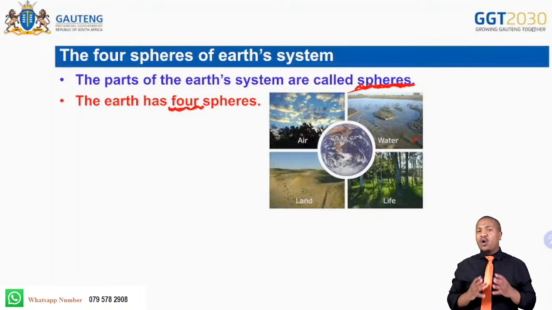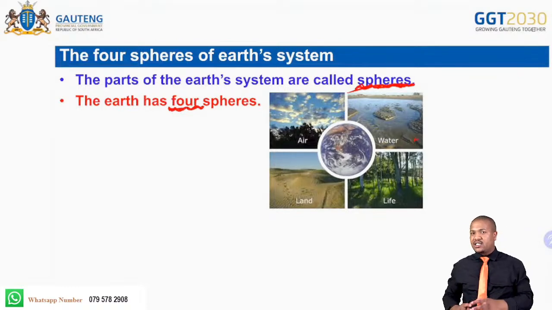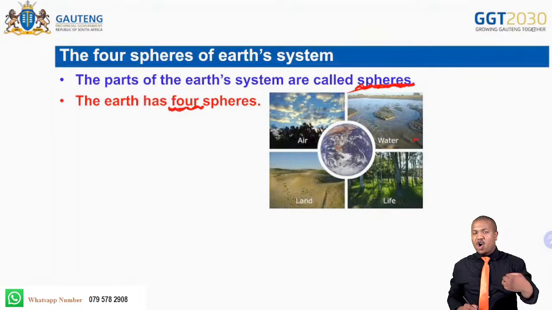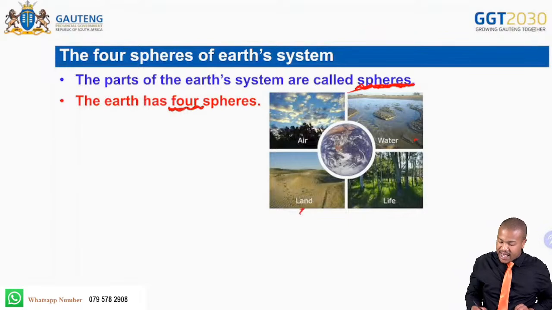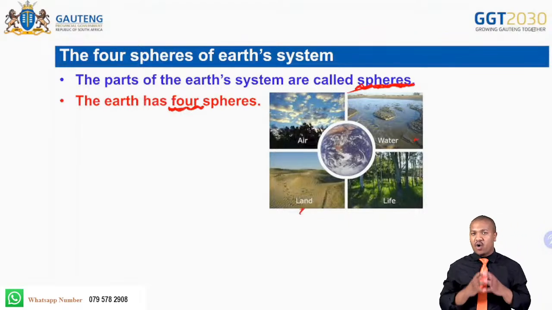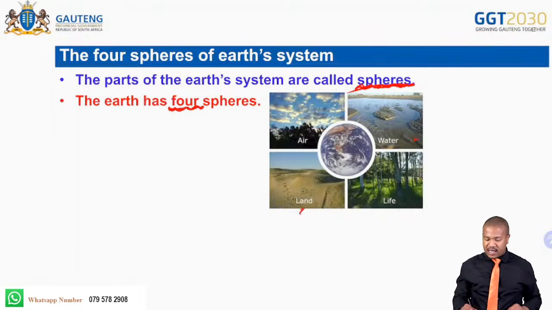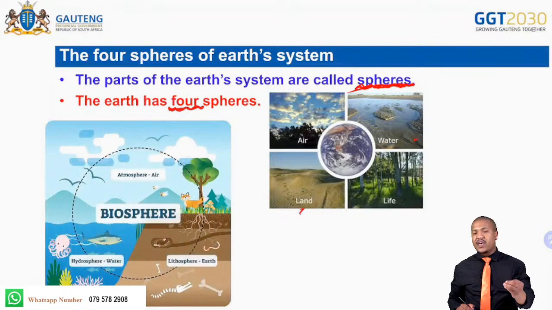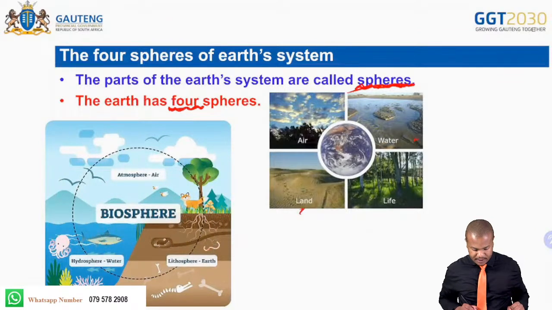The water in all its forms, solid, liquid, and gas. Then the air is our atmosphere, which encompasses what? All the gases that are found around Earth. Then the land being our solid rocks and soil of our Earth. Then life as a whole, which is our biosphere. So there are four spheres that we're going to discuss in this topic.